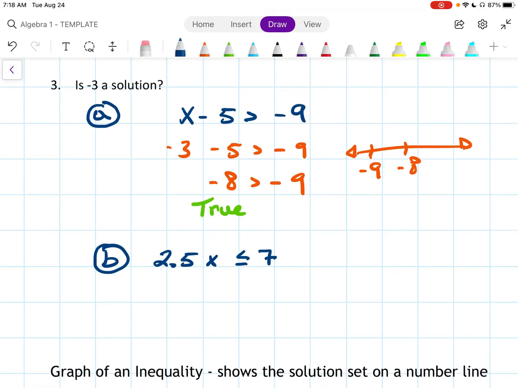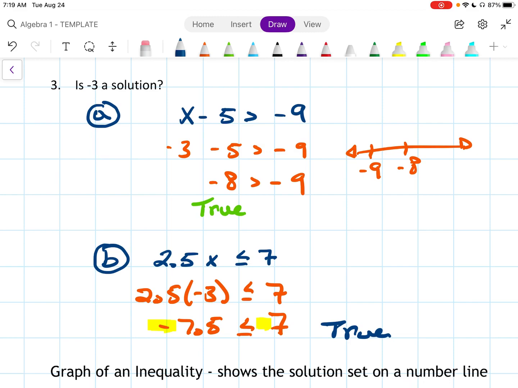Number B, we've got 2.5 times -3 is less than or equal to 7. Well, 2.5 times -3, what's that going to be? 5, 6, 7.5, -7.5. Is that less than or equal to 7? Well, negative is less than or equal to positive, right? If you ignore the actual numbers, there's a negative, and the other one has nothing, so it's positive. The negative is less than the positive. Yeah, this is true.